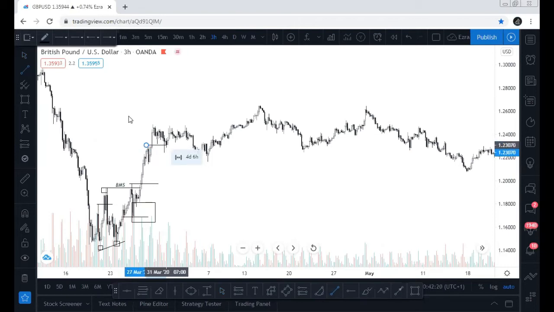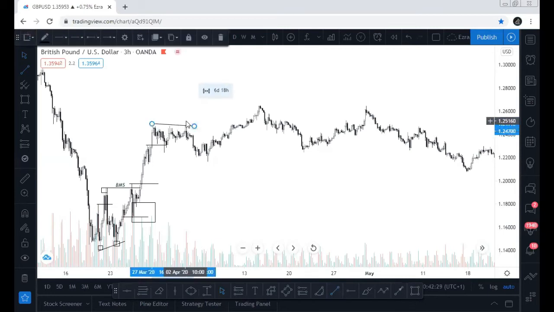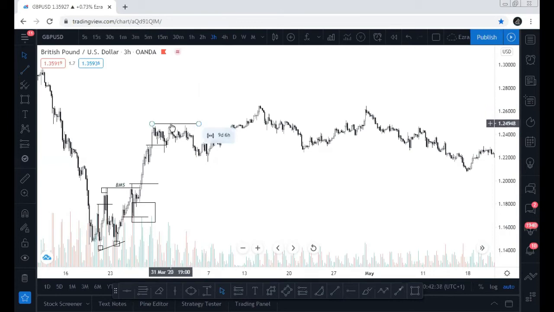Now after price broke this structure here again, giving us another break of structure here, price did something here. It couldn't take this high. None of these little highs here took this high. So we haven't gotten anything like a violation of structure here. Price has not raided any of this structure.